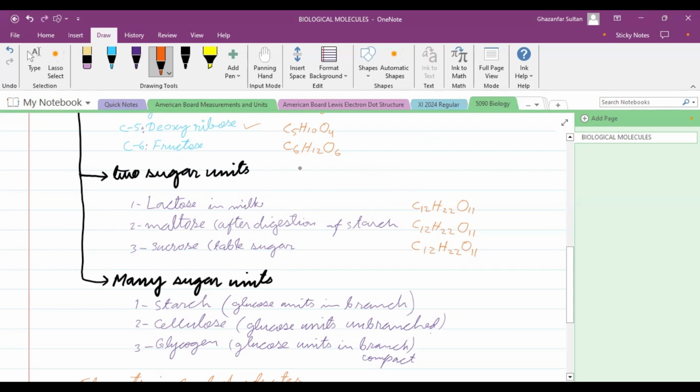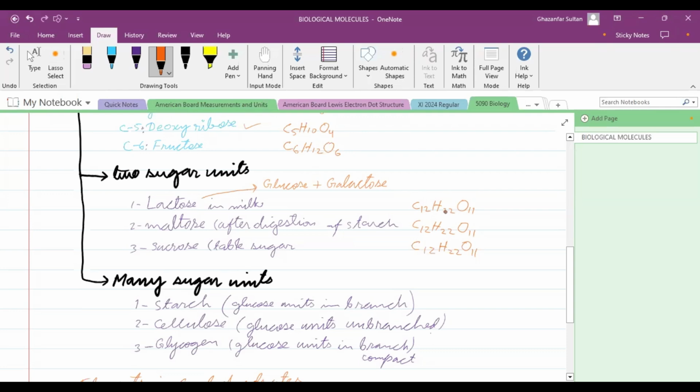As I told you, fructose has the formula C6H12O6. And one more thing that I should mention here is that lactose is a carbohydrate that is made up of glucose and galactose. And both of these have the same formula C6H12O6. But when they combine together, this is not the addition product.